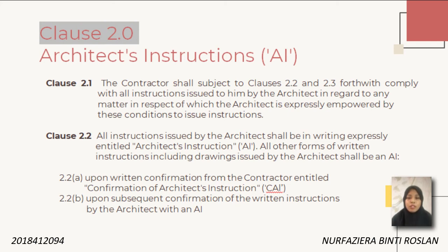2.2a Upon written confirmation from the contractor entitled Confirmation of Architect Instruction, CAI. Pengesahan bertulis daripada kontraktor juga perlu mendapatkan Confirmation of Architect Instruction atau CAI. 2.2b Upon subsequent confirmation of written instruction by the architect with an AI, untuk pengesahan bertulis seterusnya iaitu daripada arkitek akan entitled Architect Instruction atau AI.